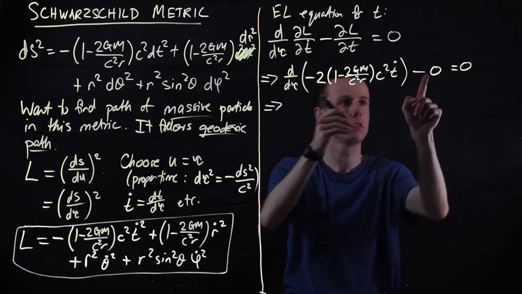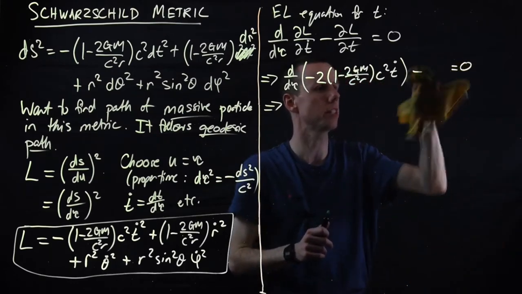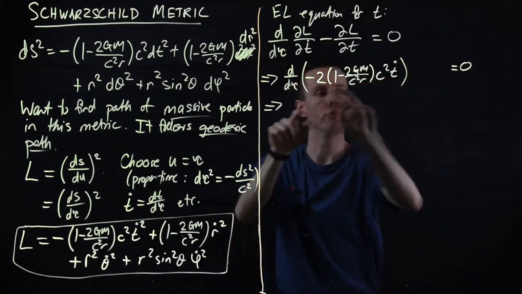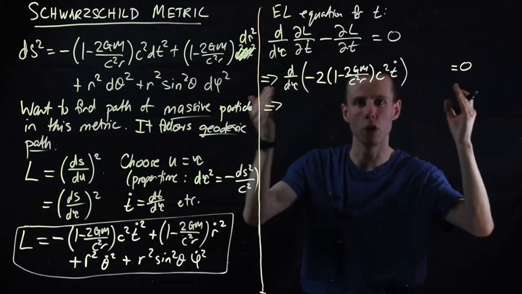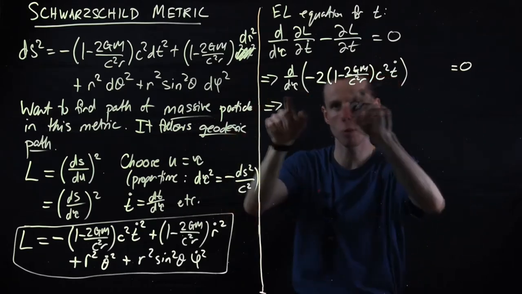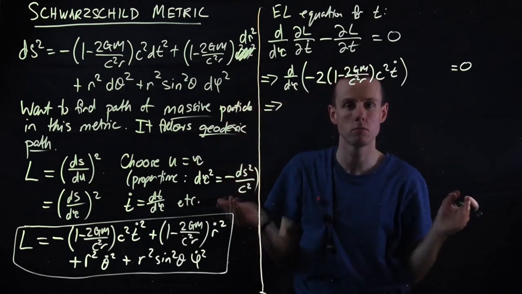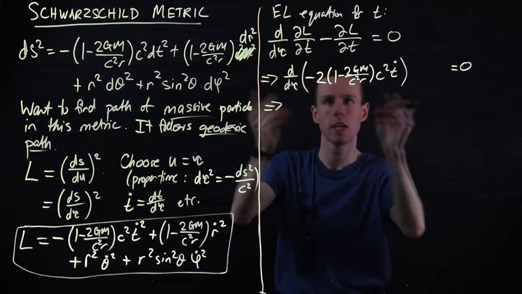So you've got a minus 0 there. Well, let's just rub that out. That doesn't do anything now. We don't need that. Look what you've got. You've got the total derivative of something equals 0. And if the total derivative of something equals 0, that just means your something is a constant. So that just means whatever's inside this bracket is a constant.